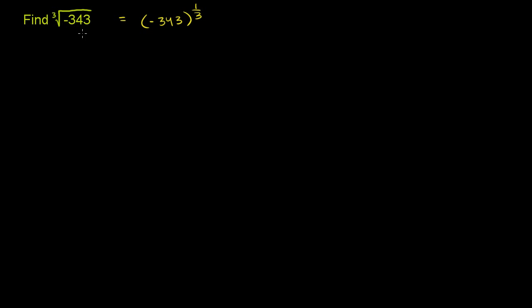So the first thing we could do, let me just factor negative 343. The first thing I'd like to do is just factor out the negative 1. So this is the same thing as negative 1 times 343. And let's think about this. Is this divisible by 2? No. Is it divisible by 3? See, the digits do not add up to a multiple of 3. They add up to 10. So it's not divisible by 3.